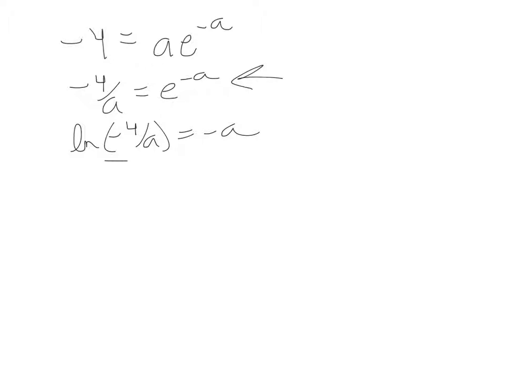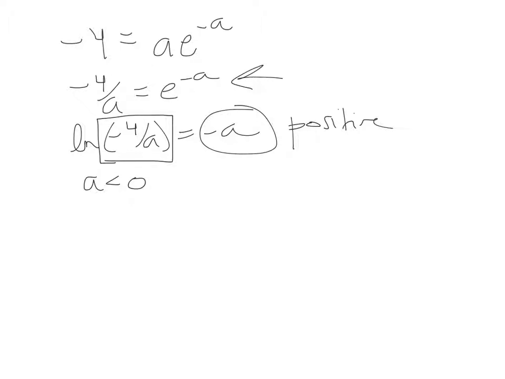Notice that inside this logarithm we have minus 4 divided by a. Logarithms only can be applied to positive numbers. So that means minus 4 over a has to be positive. That tells us that a has to be smaller than 0. Now, this outcome over here is therefore a positive number. Minus a is positive if a is less than 0. Those two pieces of information together will allow us to set up a window in our graphing calculator.